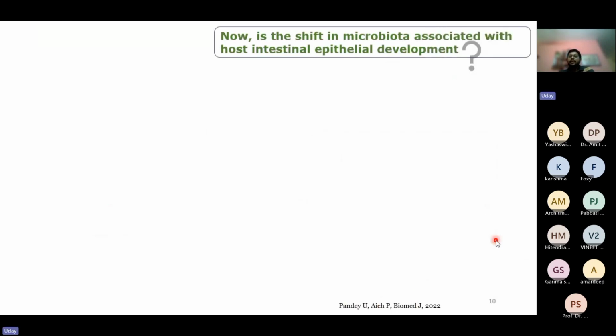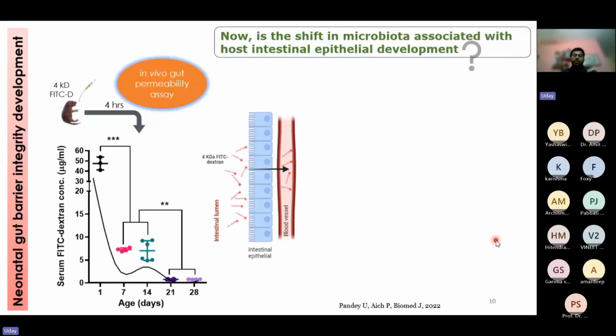So we see that there are some changes in the microbial population, but how is intestinal development actually occurring in the host? For that, we wanted to see how the barrier integrity, that is the intestinal integrity, is developing. So we used an in vivo gut permeability assay. It is a functional assay of the barrier integrity. I will just briefly tell you what we did.